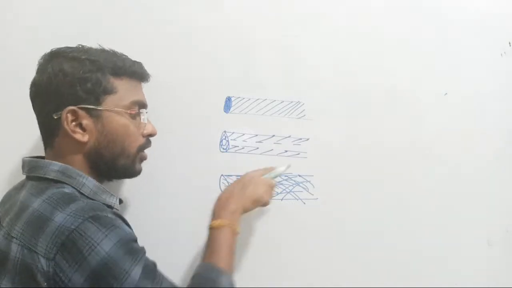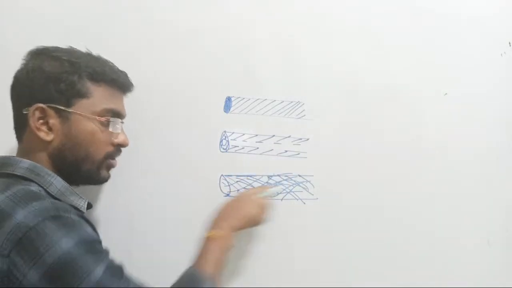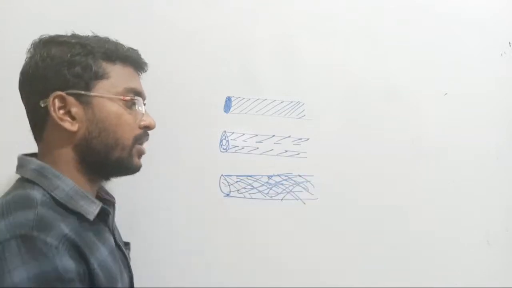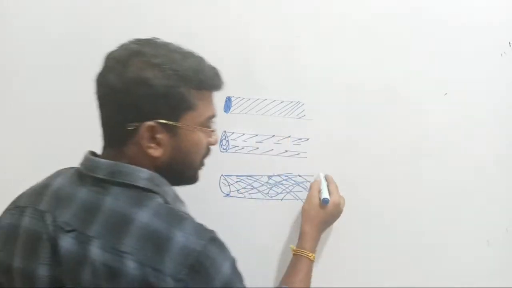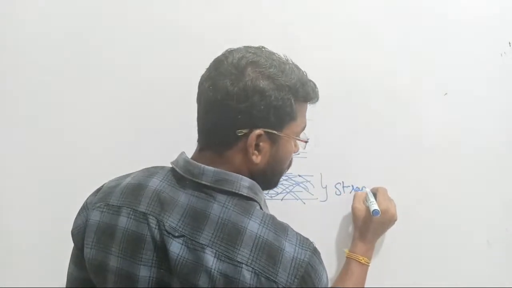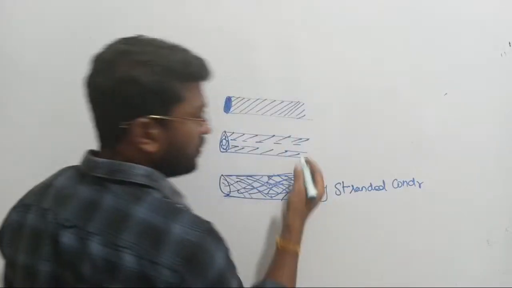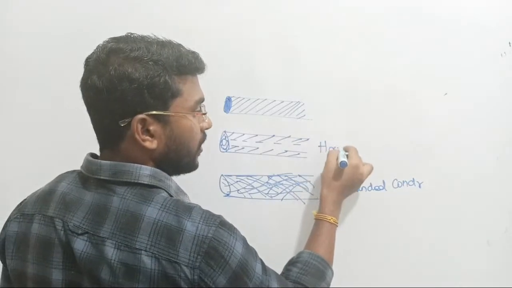We are going to put one more piece on, and then we are going to design. We are going to proceed with the investment, and then we are going to transfer the power. This is called a twisted connector, or it is called a stranded connector. The people are calling it a stranded connector. This is called a hollow cylinder.